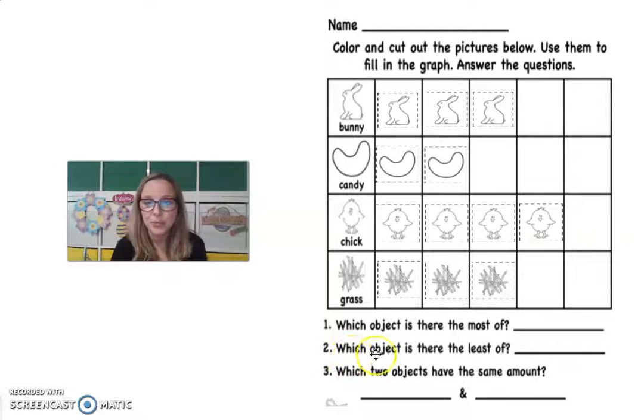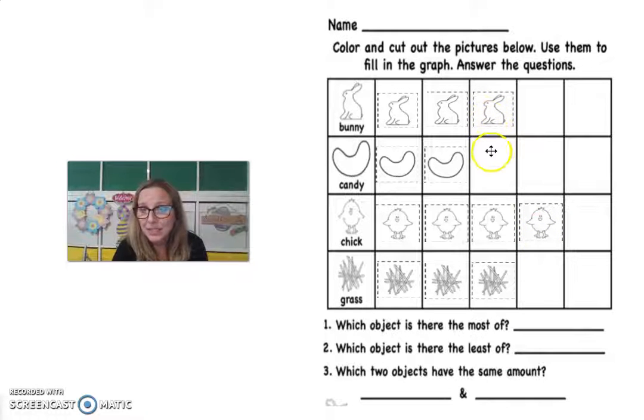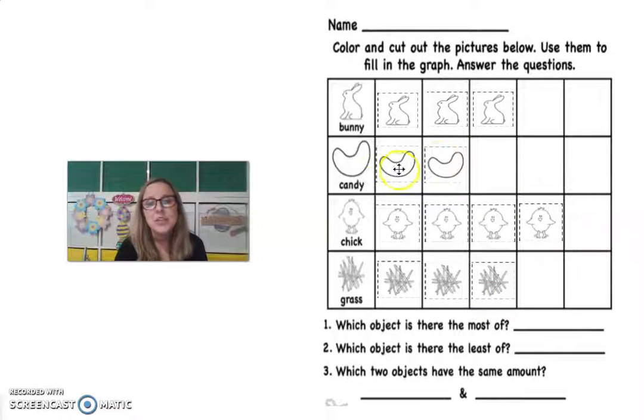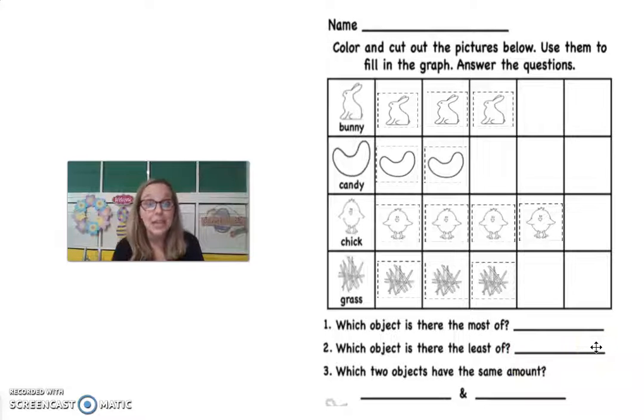Question number 2 says, which object is there the least of? Now remember, least is a word that means less or the smallest amount. So looking here, I can see that it's not the bunnies because I've got an empty spot here. So it's looking like our candy, our jelly beans, has the smallest or the least amount. So that word candy, C-A-N-D-Y, you should write that here on the line next to number 2. There is the least amount of candy. And again, pause if I'm going too fast.